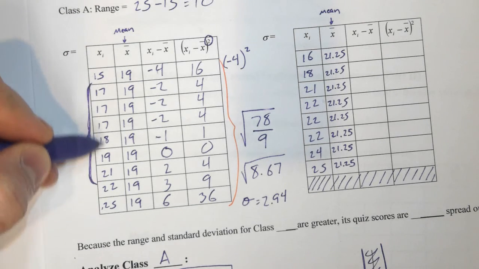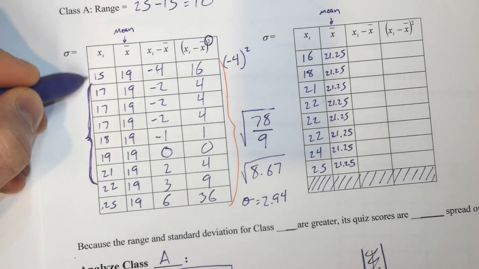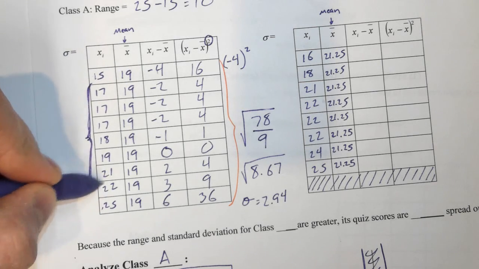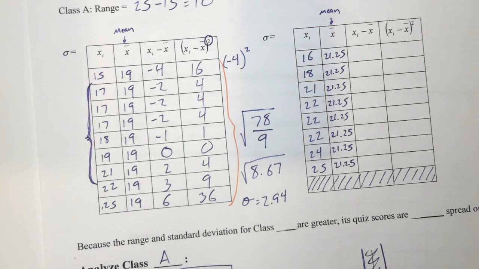There's a lot of normal students. This student is particularly low, and only these two students are particularly exceptional. So that is a little quick analysis that shows you the point of standard deviation.